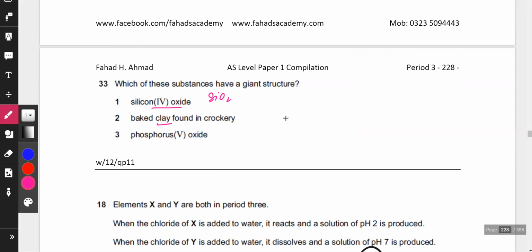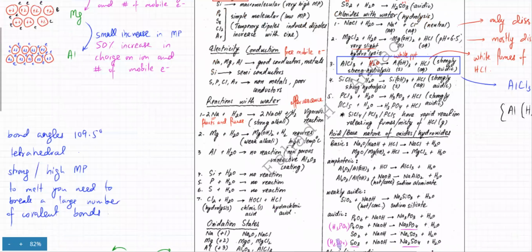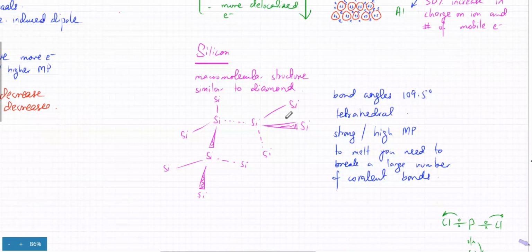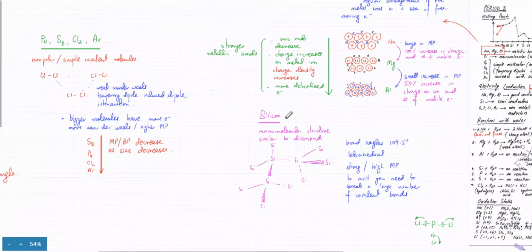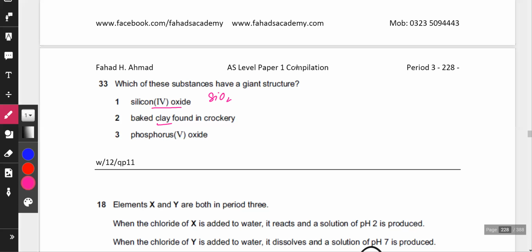SiO2, we even drew the structure somewhere over here. On this side, we drew the structure of silicon, not silica. But you know what the structure of silica is. So that is a giant structure, SiO2. And clay is the same thing. Phosphorus oxide, remember, is not a giant structure. This is simply P4O10. It's a simple molecule. So it's simple molecular.